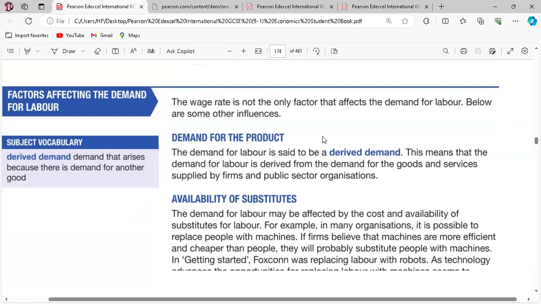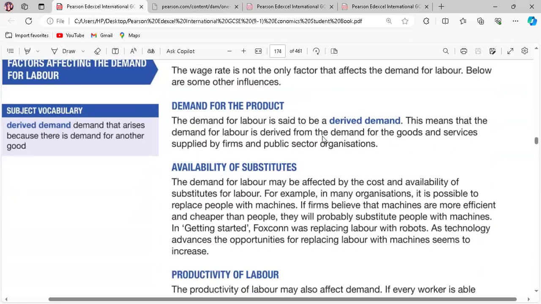Factors affecting the demand for labor. Before we go to the factors affecting the demand for labor, what is demand for labor? Demand for labor is the number of workers firms are willing and able to employ at a given wage rate. That is what demand for labor is.